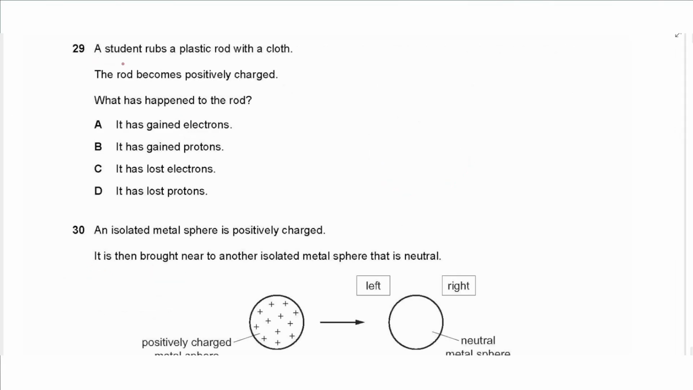Question 29 says a student rubs a plastic rod with a cloth. The rod becomes positively charged. What has happened to the rod? Becoming positively charged means there is a loss of electrons, since protons cannot move. Lost electrons, yes, so the answer is C.